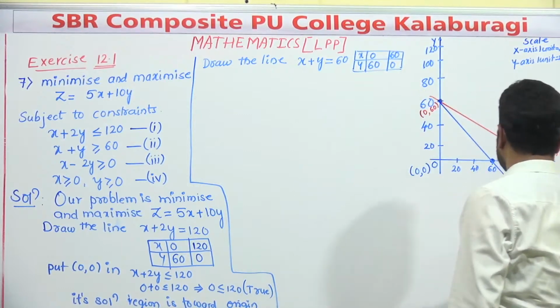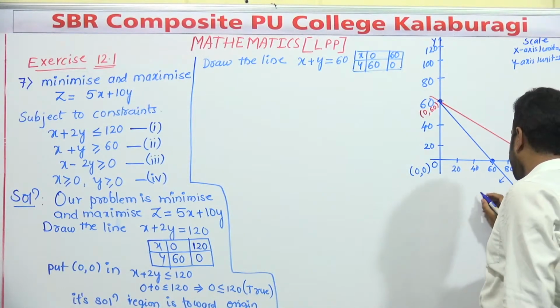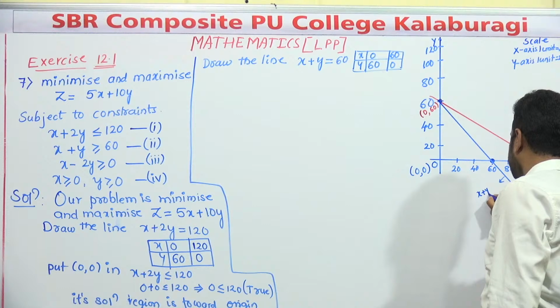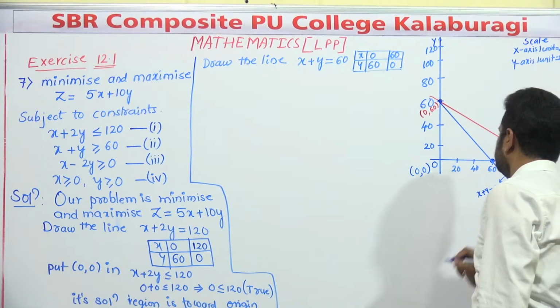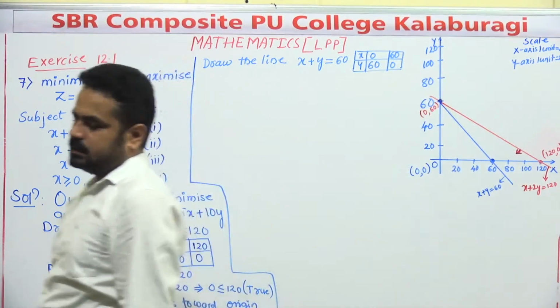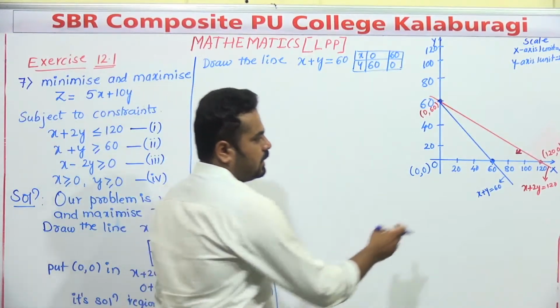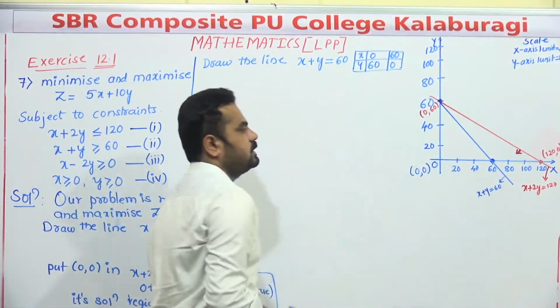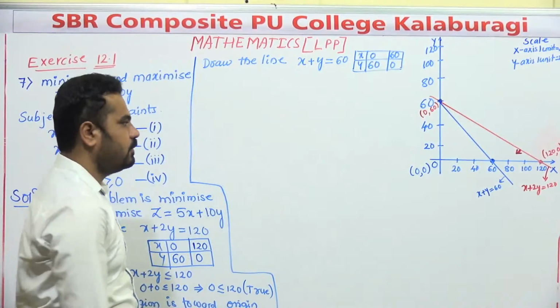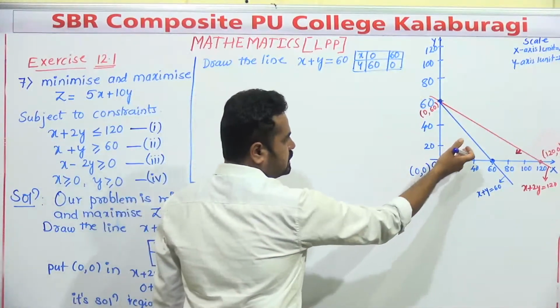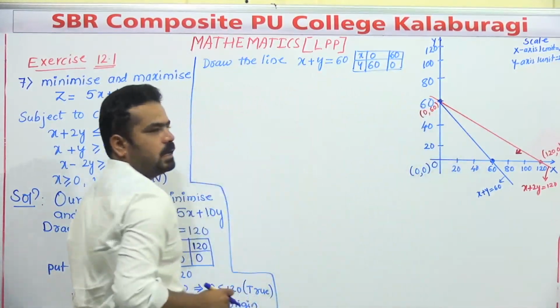And which line is this? This is x plus y equal to 60. Correct? And is this line passing through the origin? Again, this blue line is also not passing through the origin. Therefore, substitute 0, 0 in its corresponding inequality.